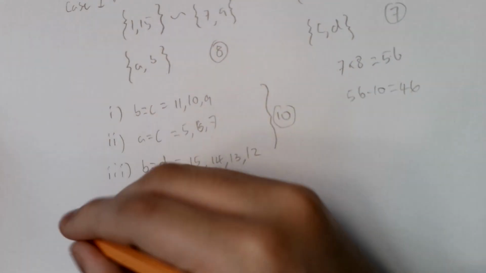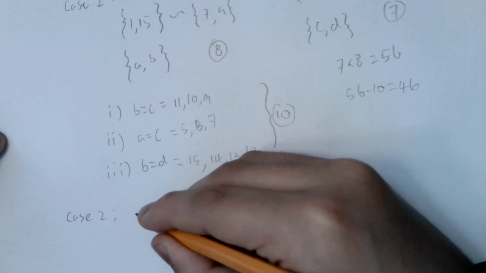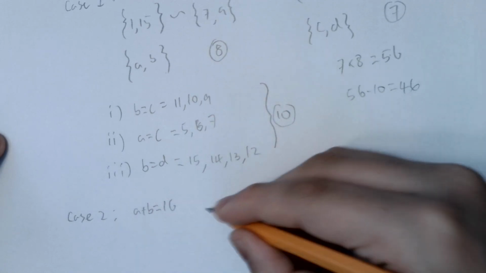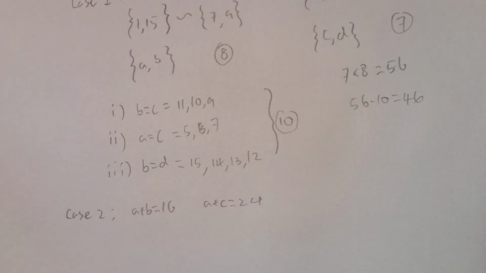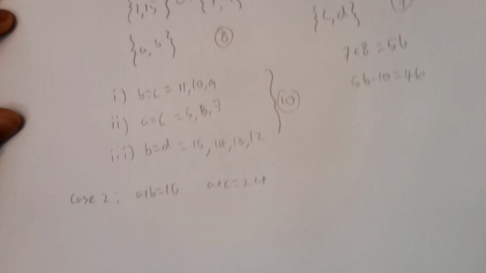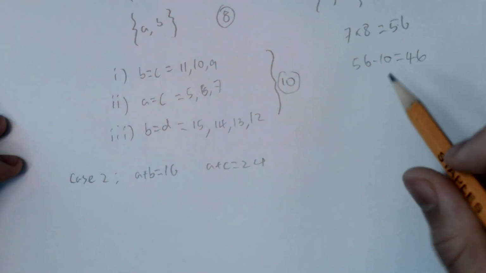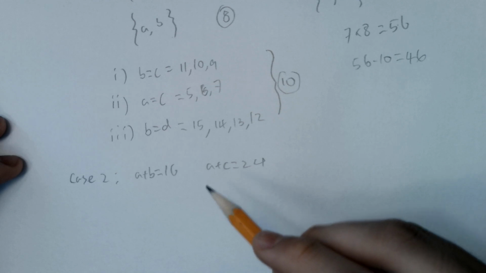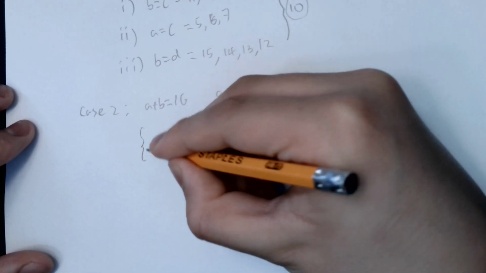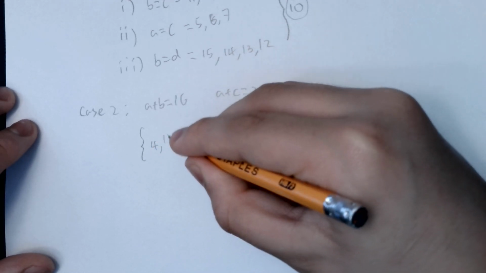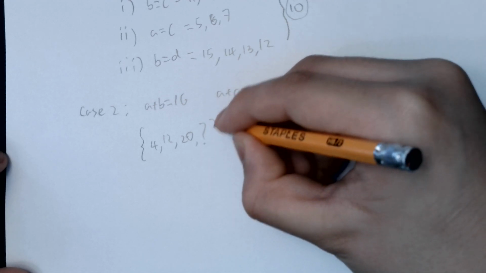Now let's look at our second case, which is case 2. In case 2, we have A plus B equal to 16 like before, and A plus C equal to 24. In other words, one element is repeated in both sums. To solve this, we can start off with the smallest value of A, which is 4. We need C to be 20 when A is 4. So we have our first subset, which is 4, and obviously B is going to have to be 12, C is going to be 20, and let's say D is, for now, a question mark.